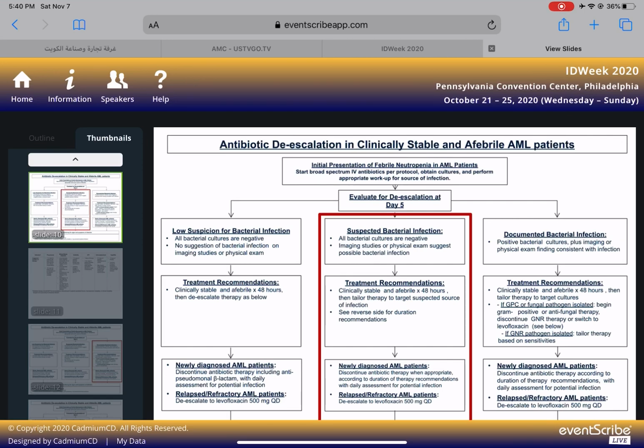suspected source of infection. I'll show you the next page of this guideline in just a second, but we talk about treating them for the right duration. After we treat them for the right duration, at that time we switch them back to their prophylaxis regimen. Again, a quinolone if they're refractory relapse, or no antibiotics for our newly diagnosed AML patients.